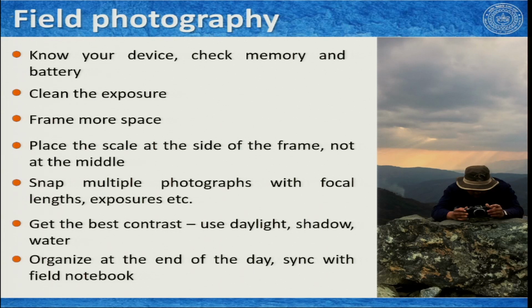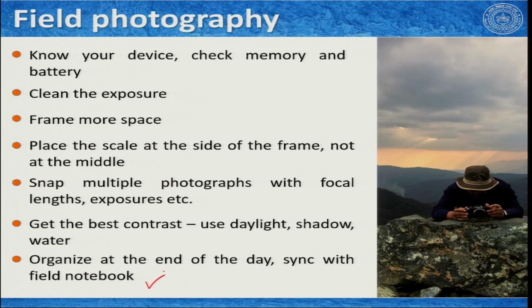You snap multiple photographs with different focal lengths, different exposures and so on, and get the best contrast when you are taking the photographs, if it is a raw file. You can use daylight, and sometimes you can see that the shadows may work in different ways or forms, so you wait for the sun to be at the right place to get the best contrast. Sometimes you can create shadows using umbrellas or towels or handkerchiefs and so on. And a little trick: if you add some water, in different kinds of rocks you may get better contrast. It is also very important that you organize your photographs at the end of the day. So, you make nice folders and you also try to sync them with your field notebook.